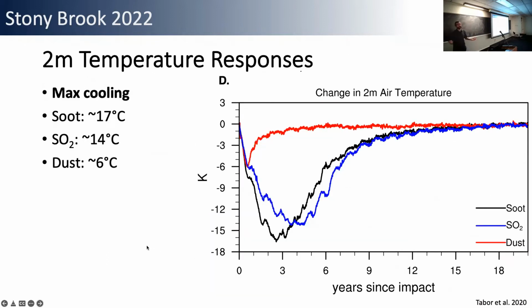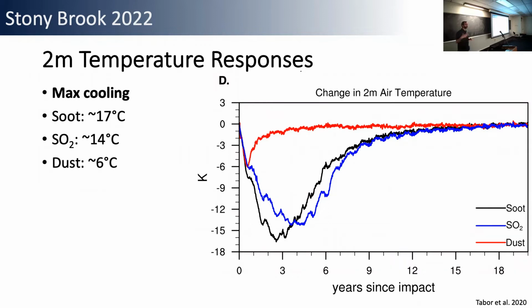So as you might expect, the reduction in light leads to a significant change in temperature. And here's showing the temperature anomalies for our three different experiments. Again, because of the reduction in light levels, the soot leads to the greatest amount of cooling. By year three, we've cooled the globe by 17 degrees Celsius. Major reduction in temperature. But the SO2 response is not far behind.